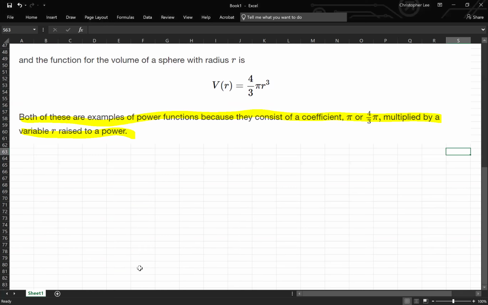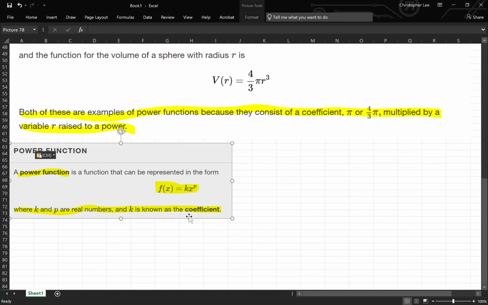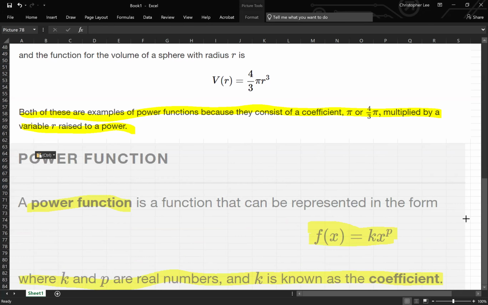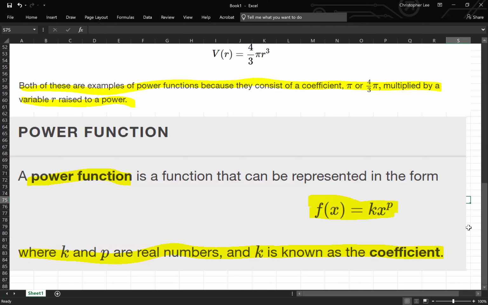I just want to generalize that a little bit. So a power function, right? A power function is a function that can be represented in the form f of x is equal to kx to the p power, where k and p are real numbers, and k is known as the coefficient, right? It's the number in front.